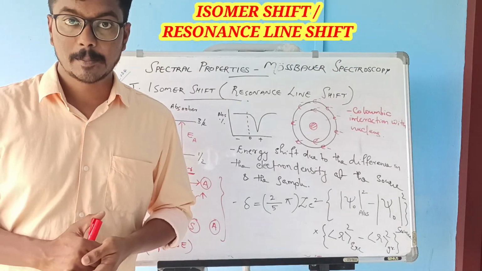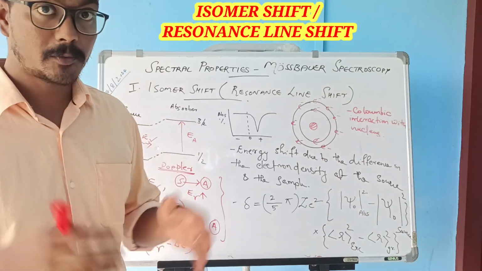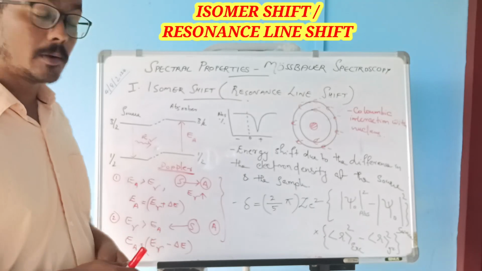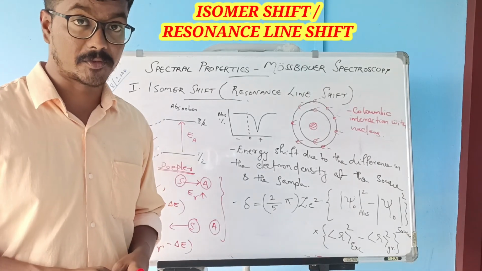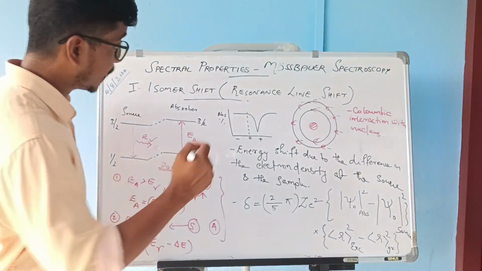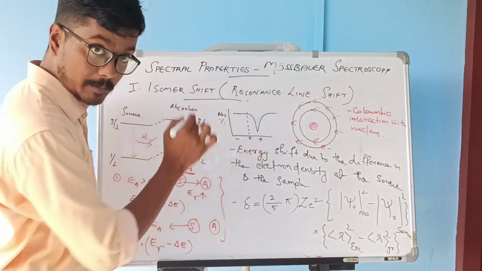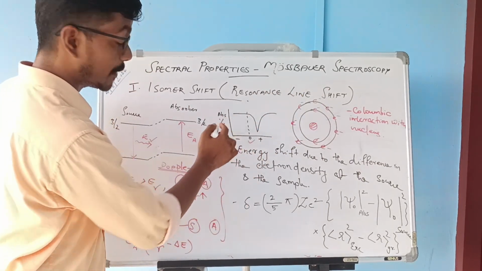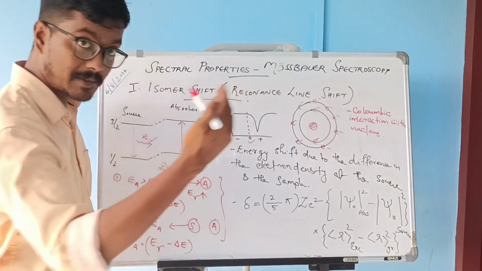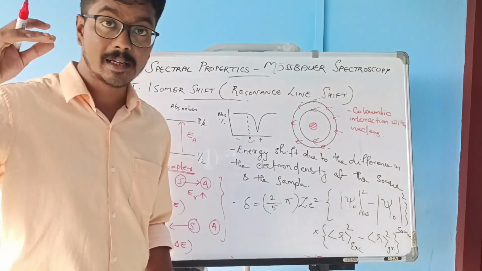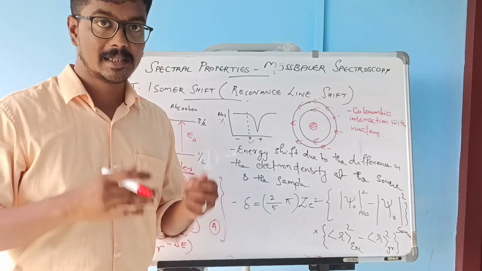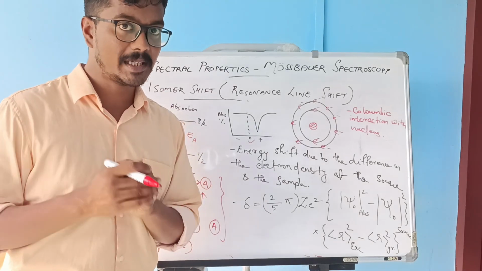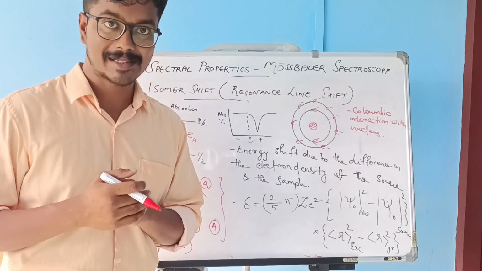The first spectral parameter is isomer shift. So we are going to discuss isomer shift in detail. Isomer shift, or in other terms, resonance line shift. We have already learned that in the spectra, this is the zero, the central point, with positive velocity there, velocity on the x-axis and absorbance on the y-axis, and the negative velocity part there. This velocity is the Doppler velocity, that is the movement of the source either towards the sample or away from the sample. That can be done with the support of the Mössbauer drive.